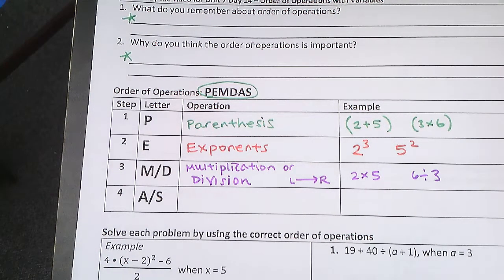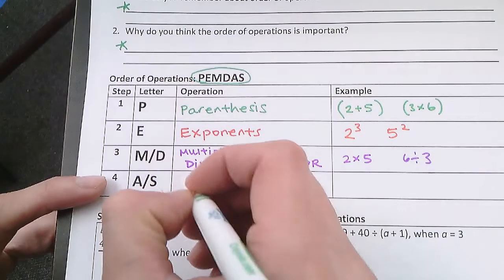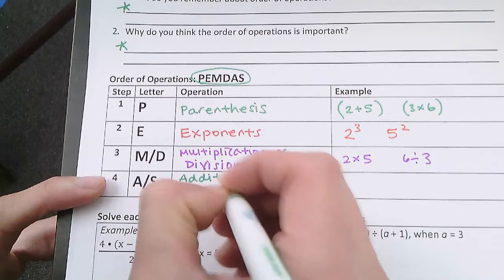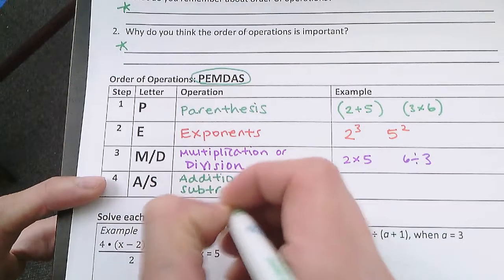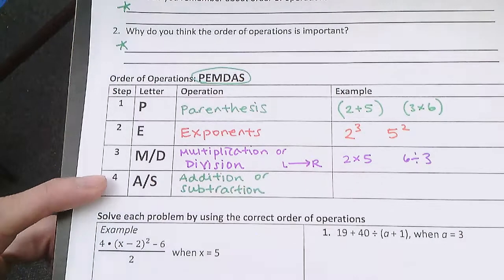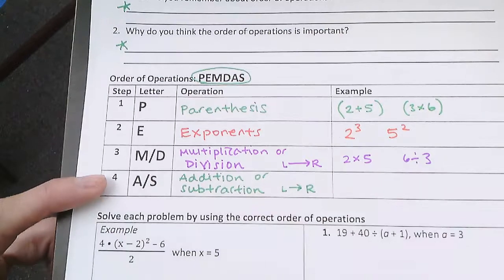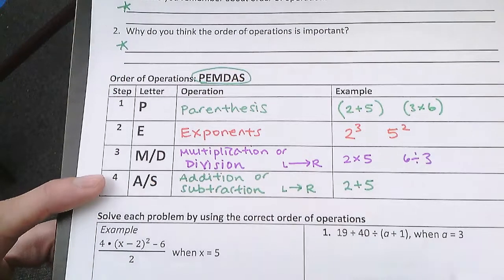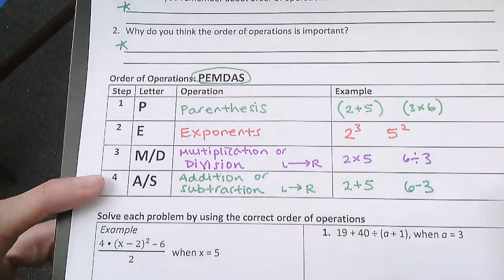And then the last thing that we're going to do in the problem is the A and the S. And I'm sure, as you've already filled out by now, that is addition or subtraction. And for that, you also go from left to right. Right, that might be 2 plus 5, for example, or 6 minus 3.